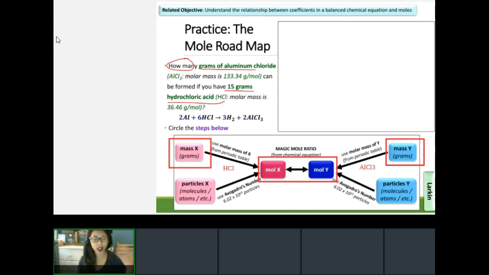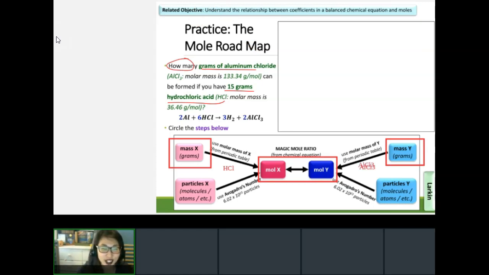So again, we need molar mass to go from hydrochloric acid to moles. Always have to stop at moles first, then go moles to moles using our balanced chemical equation. And finally, we can go from moles to mass of the new chemical using that molar mass, all of which have been provided for you. All right, let's go ahead and fill this out.